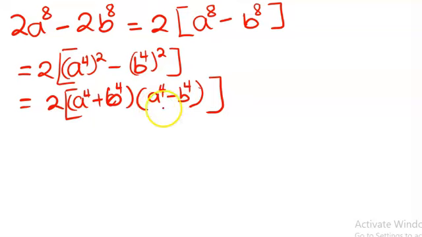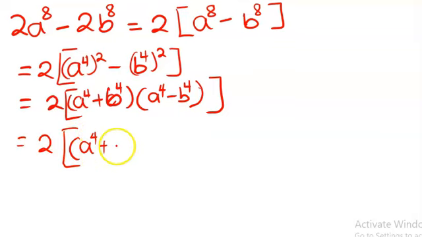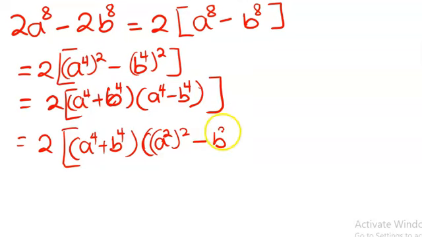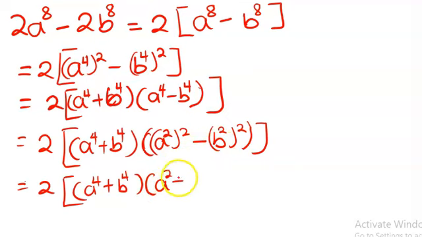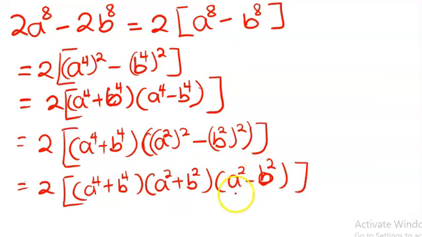Then we continue to use difference of two squares to factorize this. So we have 2 bracket open, a to the power 4 plus b to the power 4 times, this one we can write it as a squared all raised to the power 2 minus b squared all raised to the power 2, the bracket. So 2 times a to the power 4 plus b to the power 4. Then using difference of two squares, we are going to have a squared plus b squared times a squared minus b squared. So once again we continue to factorize this one using difference of two squares.